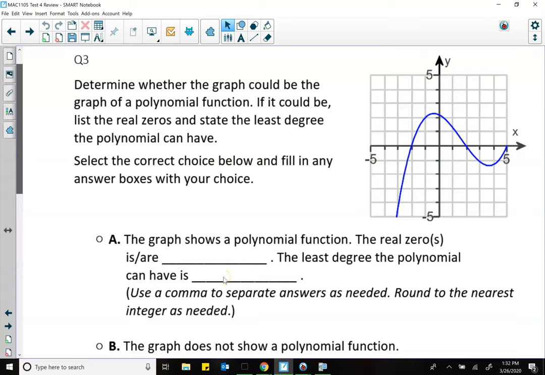And that's question 3. Moving on to question 4. And again, this is coming from section 5.1. Everything so far has been in 5.1.